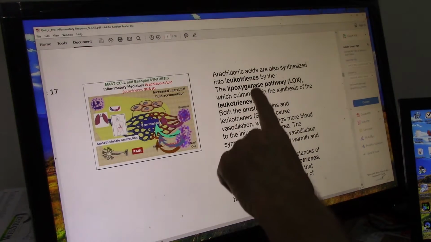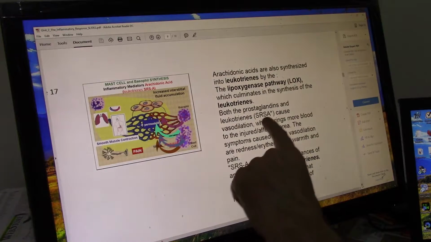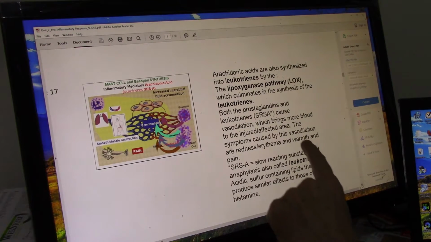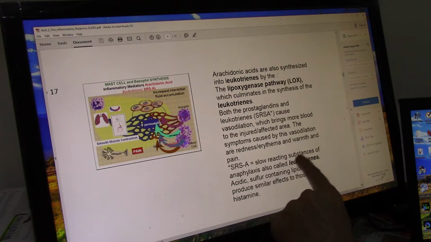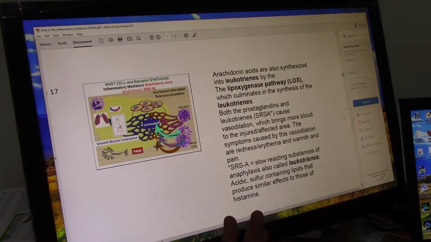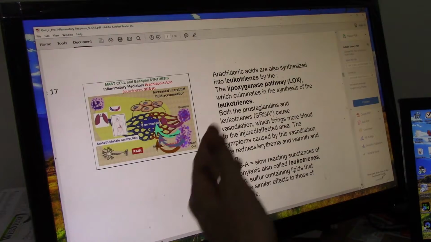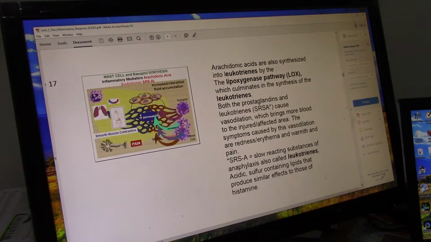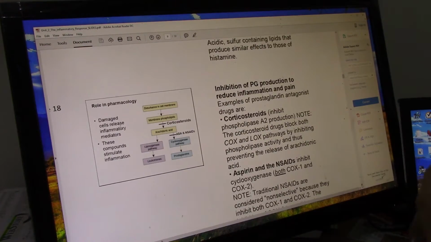Okay, and this is the leukotrienes. And this slow reacting substance of anaphylaxis, that kind of speaks for itself, SRSA. If inflammation were to go on systemically, we would have what's called an anaphylactic response, or systemic inflammation. And these are one of the potential drivers of that if it's not contained in a local area.